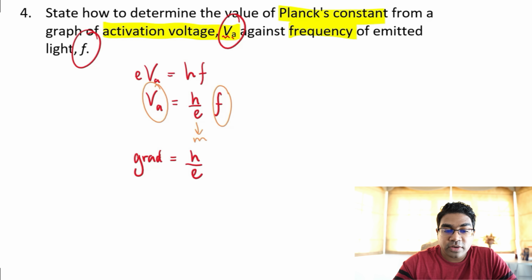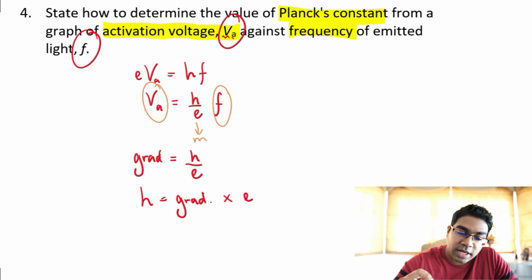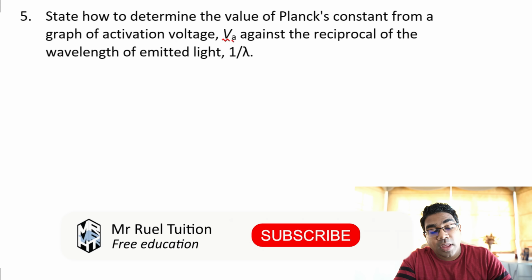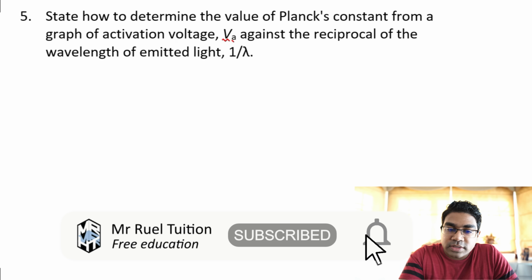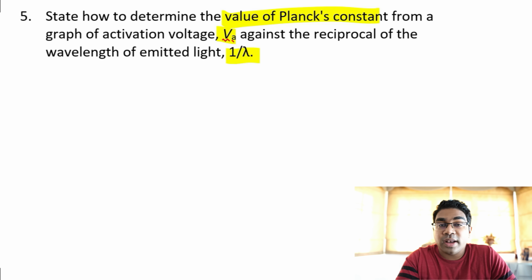So when you plot VA against f, we get h over e as the gradient. Gradient equals h over e. And how do we find the value of Planck's constant? The value of Planck's constant will be the gradient of the graph times e, the charge of one electron. Number 5. We want to determine the value of Planck's constant again, but this time we have a graph of VA against 1 over lambda.